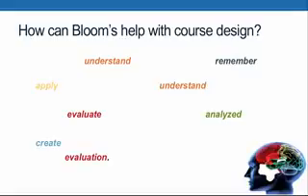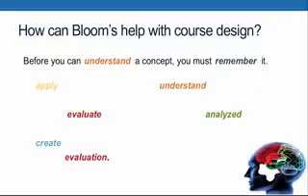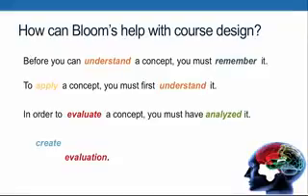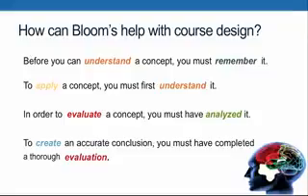As we've just learned, Bloom's classifies learning from lower order to higher order, and each category of learning builds upon the other. To further clarify this concept, it can be said that before you can understand a concept, you must remember it. To apply a concept, you must understand it. In order to evaluate a concept, you must have analyzed it. And to create an accurate conclusion, you must have completed a thorough evaluation. As you introduce new concepts to students, they will need to understand, remember, and apply the concepts to move forward to the higher order skills, such as analyzing, evaluating, and creating.